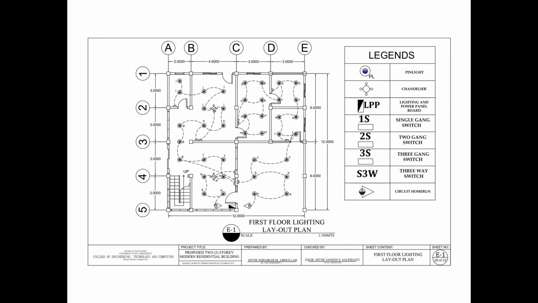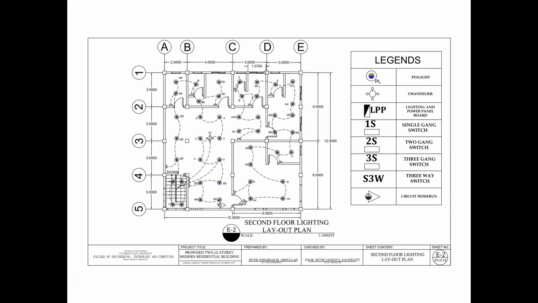The first and second floor lighting layout plan. So in my residential building, I've decided to use pin light and chandelier as a source of light. Also, I've decided to have through circuit home run in the first floor and as well as in the second floor for safety purposes. The LPP or light and power panel board is placed near the main door. Then the switch of the light is placed near the doors of every room and a place where it can be easily accessed. So I've included a legend to this part, which is shown in the picture.